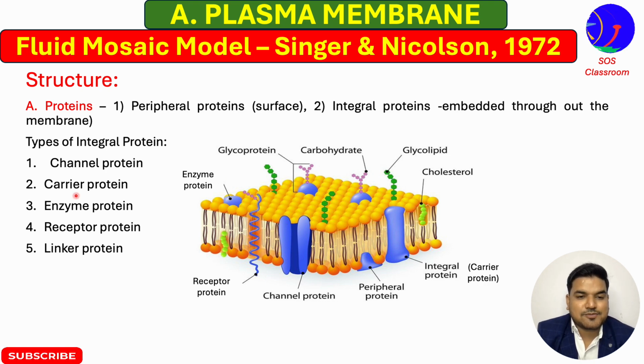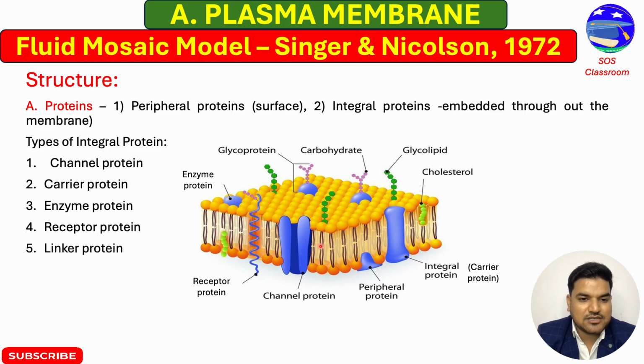Next, there are mainly three molecules present inside the cells: protein, lipids, and carbohydrates. Protein is mainly present at 50%, lipid at 47%, and carbohydrate molecules at approximately 3%. But first of all, let's discuss the protein. There are two types of protein present in the plasma membrane: peripheral protein and integral protein. Peripheral protein is present on the surface and integral protein is present throughout the plasma membrane. And different types of integral protein are present, like channel protein, carrier protein, enzyme protein, receptor protein, and linker protein.